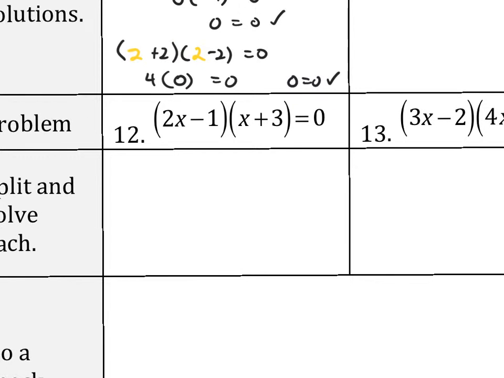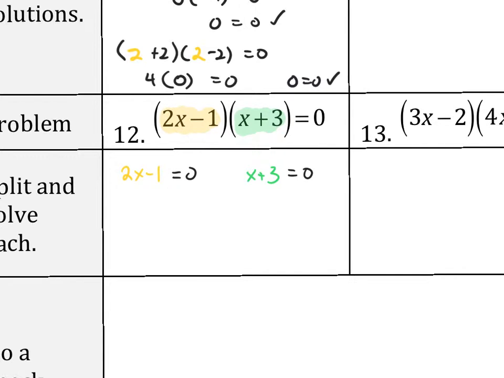All right, let's attack number 12. So we already have this in factored form. What do I mean? I have a factor here, 2x minus 1, and another one, x plus 3. They're being multiplied and they equal 0. Because they are being multiplied and equal to 0, the zero product property is true. So this one can be set equal to 0, and this can be set equal to 0. So 2x minus 1 is equal to 0, or x plus 3 is equal to 0.